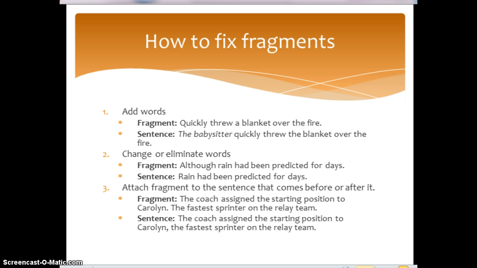Now there are a few ways to fix fragments. You can add words. For example, quickly throw a blanket over the fire. You would tell me who threw the blanket over the fire, and you would put the babysitter. You can change or eliminate words. Although rain had been predicted for days, you could change that to rain had been predicted for days. Or you can attach the fragment to the sentence that comes before it or after it. So you can just join the fragment to the next sentence. And the coach assigned the starting position to Carolyn, the fastest sprinter on the team. So all we do is we just combine those two to make a complete thought.